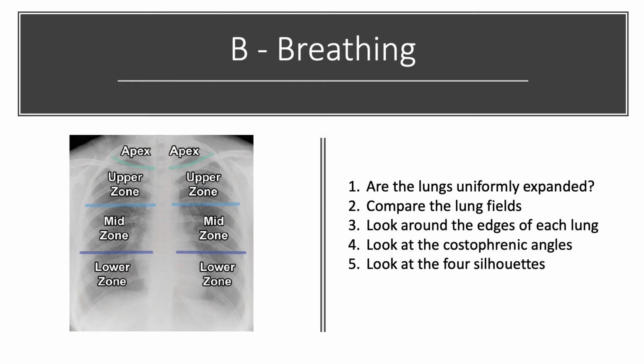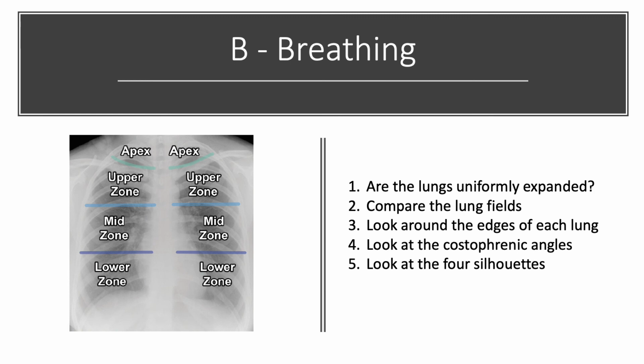B stands for breathing. The basic rule is black is equal to air and white is equal to no air. For breathing, there are 5 main things to look at. Number 1, are the lungs uniformly expanded? Number 2, compare the lung fields and look for white areas.